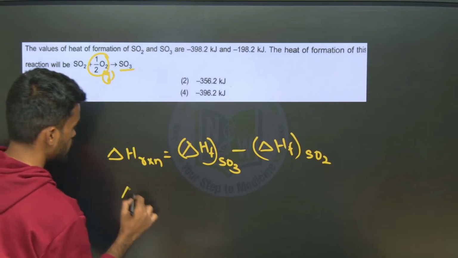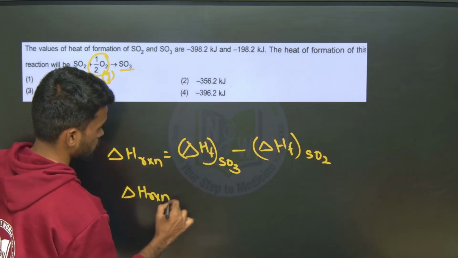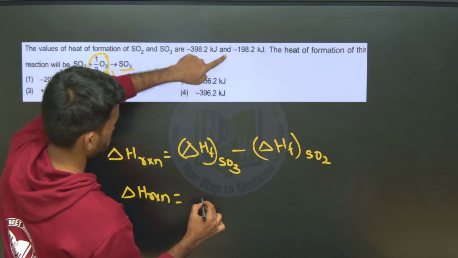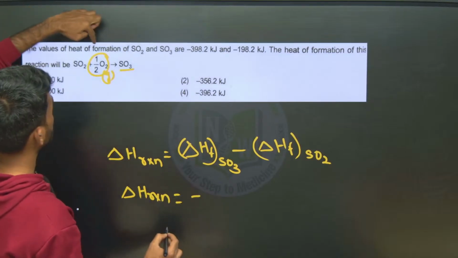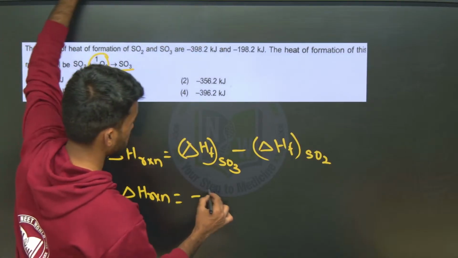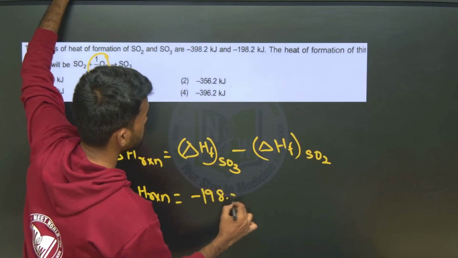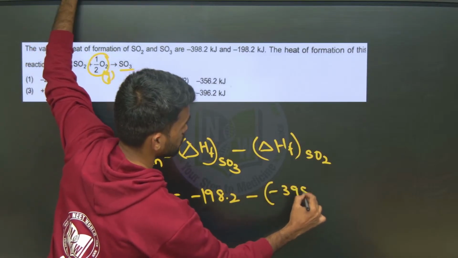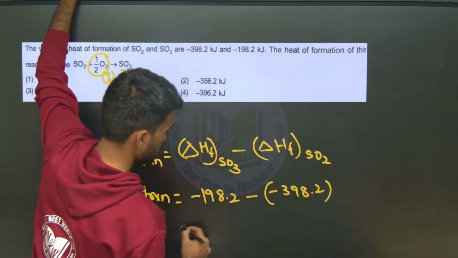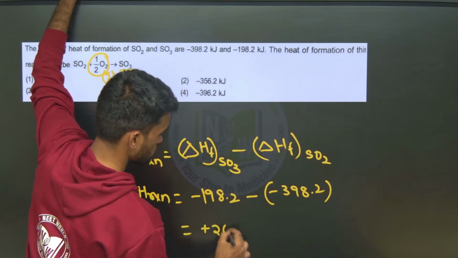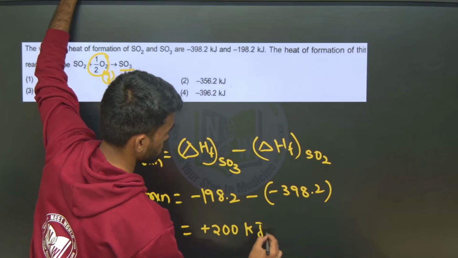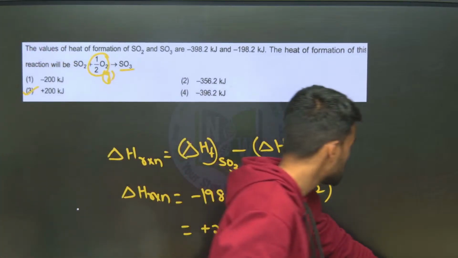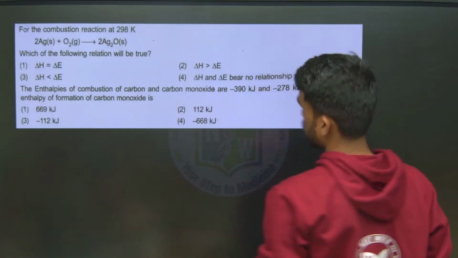Okay, so here SO3 is how much? SO3 minus 198 by 2 and this one minus 398.2, so this will be plus 200 kilojoules. Okay, so here we have it easy. Next, these two questions you can try.